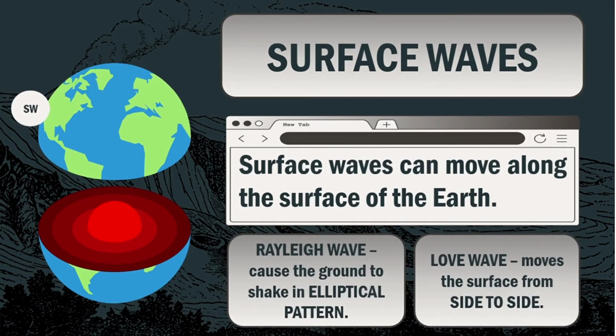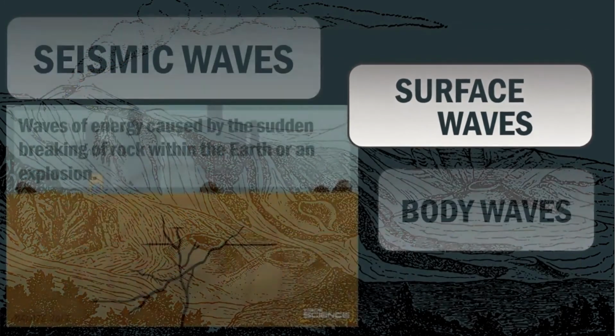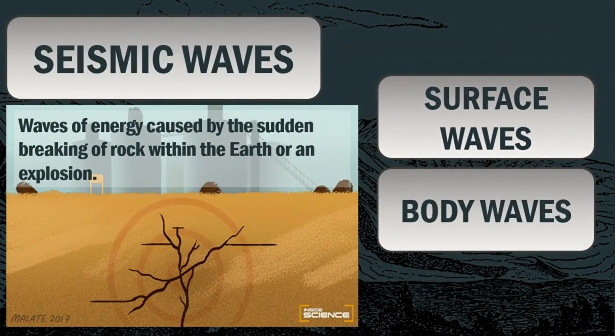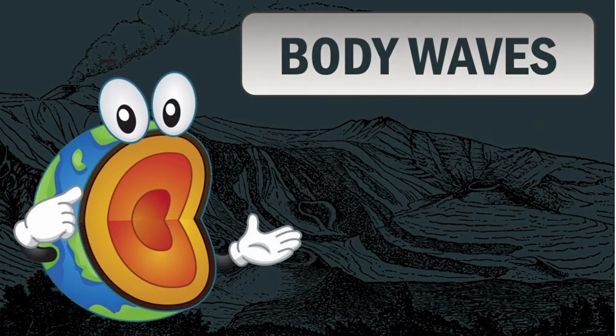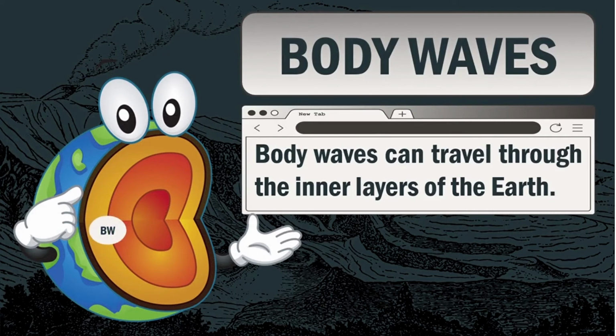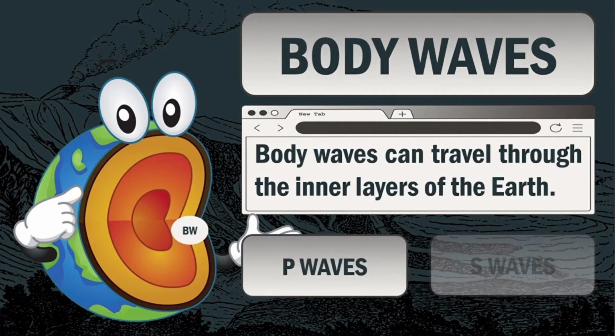Rayleigh waves cause the ground to shake in an elliptical pattern, while Love waves move the surface from side to side, perpendicular to the direction of propagation. The other type of seismic wave is the body wave. This type of wave can travel in the interior layers of the Earth. It has two types, P waves and S waves.